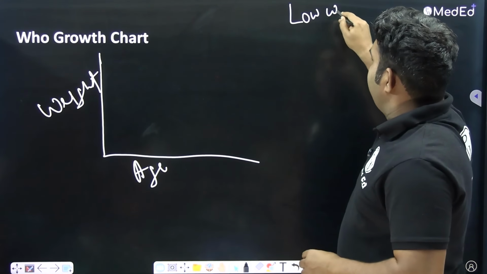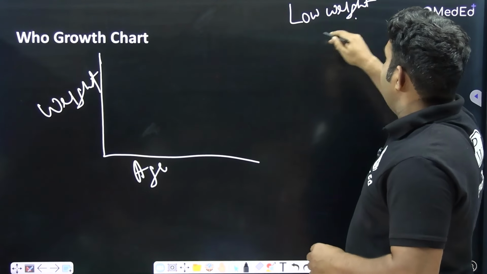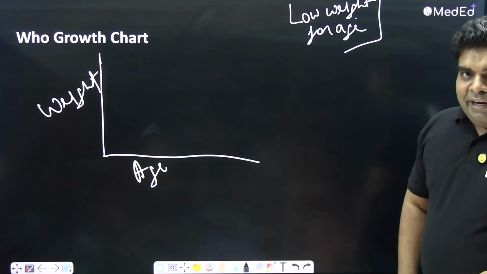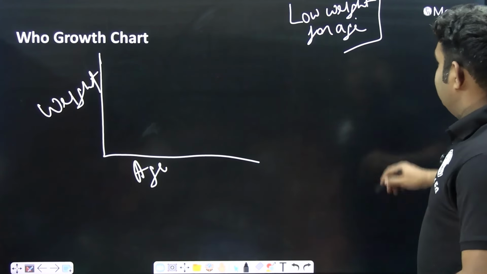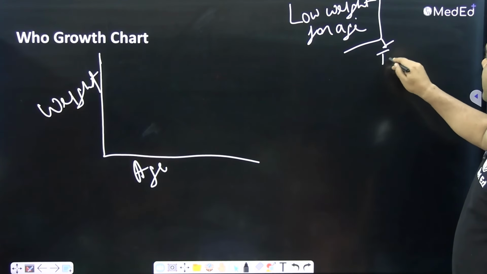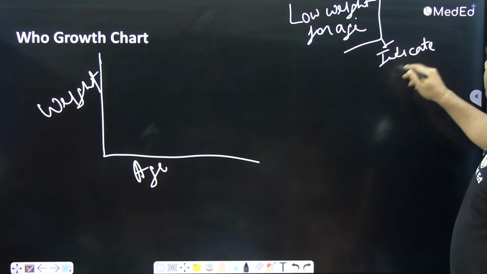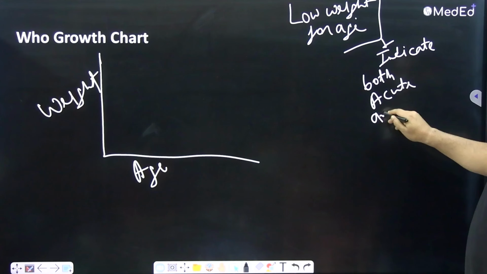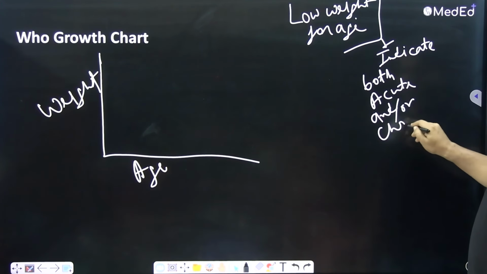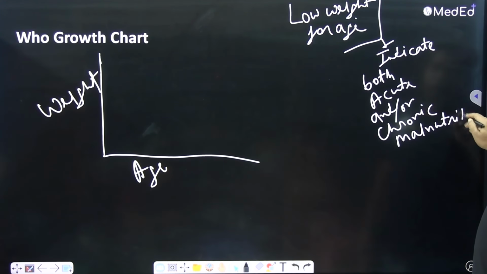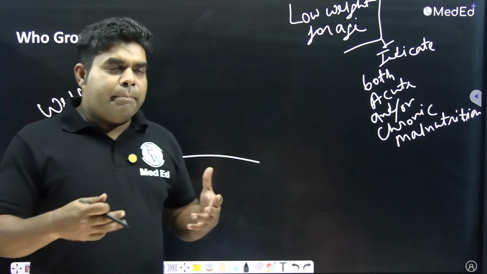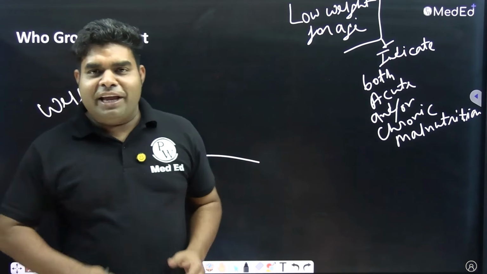if any child has low weight for age, does it indicate acute malnutrition or chronic malnutrition? Tell me, what does it indicate? Low weight for age indicates both acute and or chronic malnutrition, both things. That's why we use it in the growth chart. How does it indicate both, and what is the meaning of 'and or'? Let me explain with a very good example.